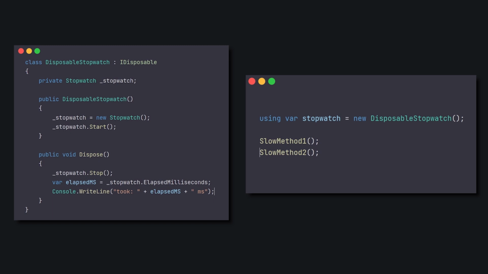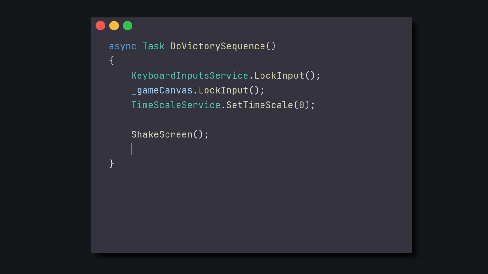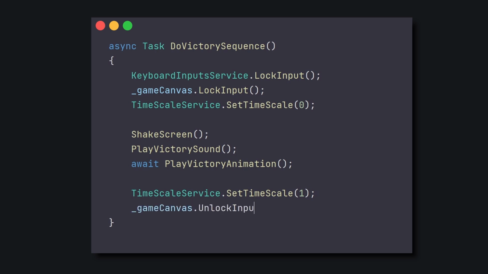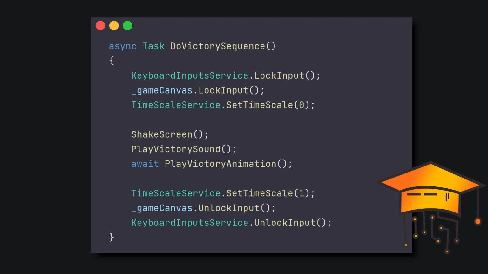Now let's use what we discovered for more practical events. In the next example, we want a few things to happen when the player wins. The keyboard inputs will lock. The game's UI canvas will lock and not respond to mouse clicks, and we'll freeze time. And finally, we'll activate the victory effects, which of course, after them, we want to return things to how they were.